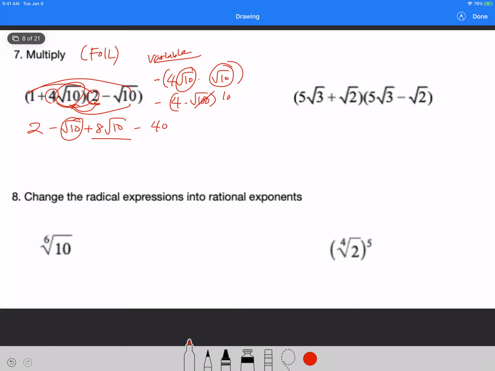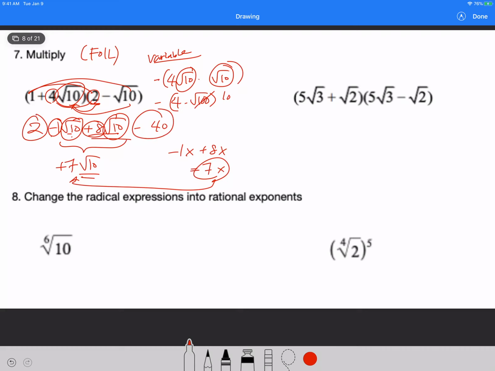So if you consider the square root of 10 as x, I have -1 square root of 10, and I have +8 square root of 10. How many square root of 10s is that? That's +7 square root of 10, because that's -1 plus 8. Just leave the square root of 10 alone. It's not like they cancel out or anything. They just stay there. Consider it as a variable. If you do 1x plus 8x, you see that's 7x, right? Same thing happens here. And that's 2 minus 40, so it's minus 38. This should be my final answer.